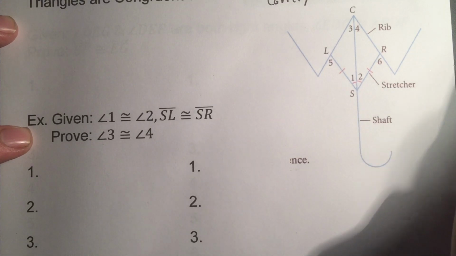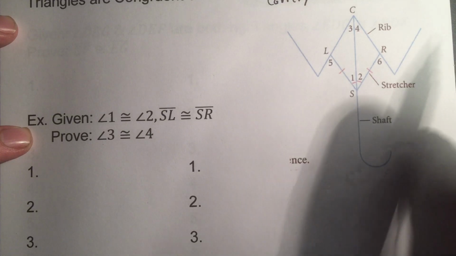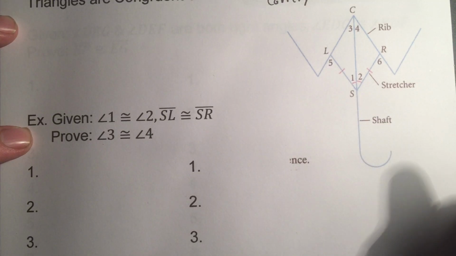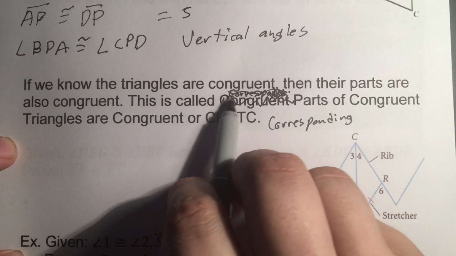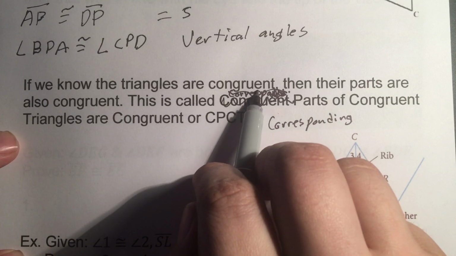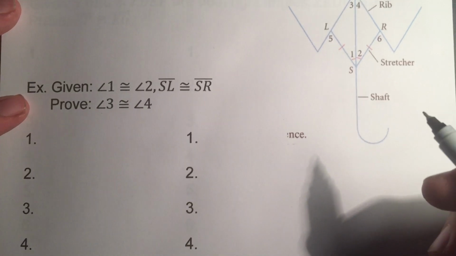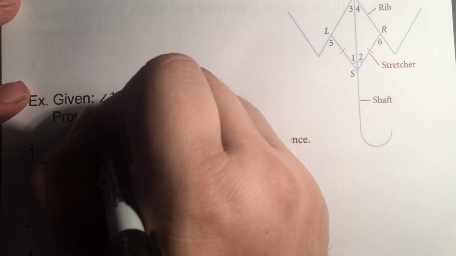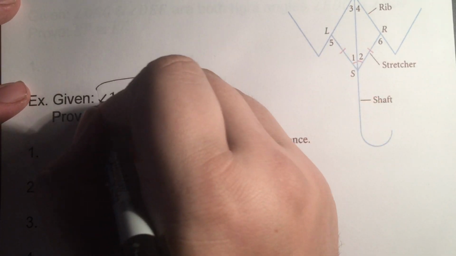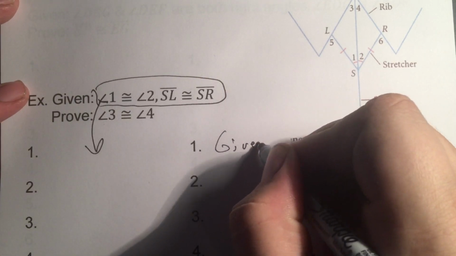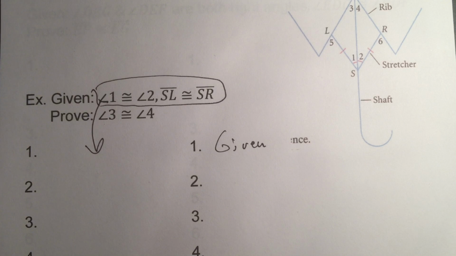So how we're going to do this is we're going to use CPCTC. Now, before you can use CPCTC, the triangles have to be congruent. So we're going to prove the triangles congruent first, then we can say their parts are congruent. The triangles we're going to use are this. So first off, we're going to start with our given. When you do these, again, first step, always the given.